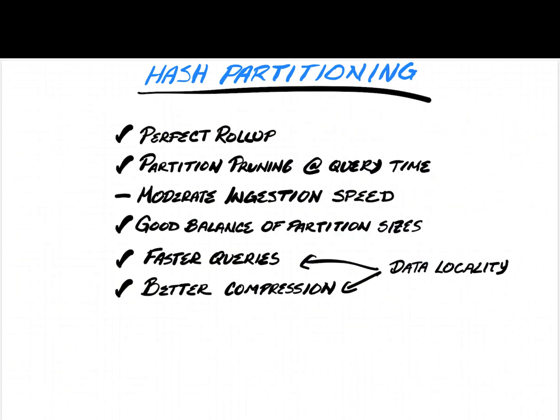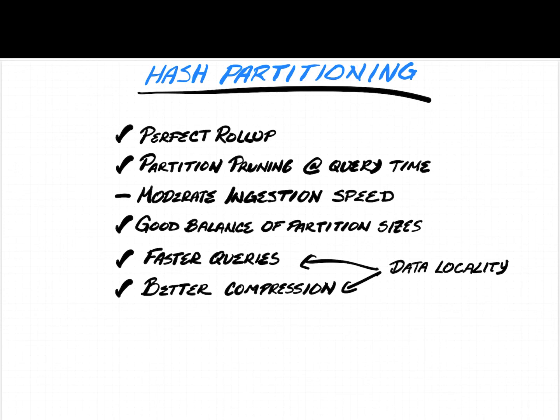So summarizing hash partitioning, it provides perfect rollup because it reorganizes the data such that the values are together, and it can do those final aggregations at ingestion time. It can provide partition pruning at query time if you specify the partitioning dimensions in the where clause, where you'll be able to select a single sub-partition that has the values that you're looking for. It has a moderate ingestion speed, so it has to do a lot more work than dynamic partitioning, so it'll take more time to ingest the data this way, but it has its benefits.